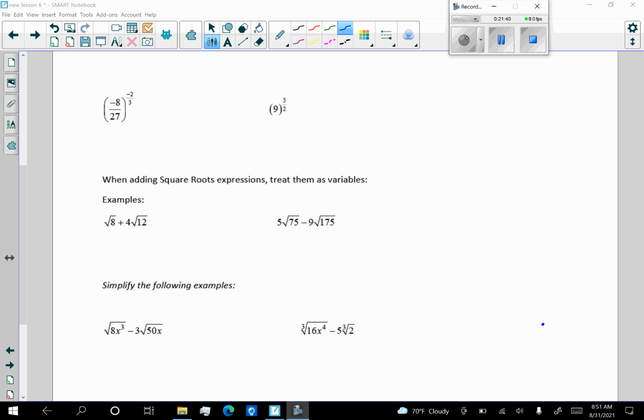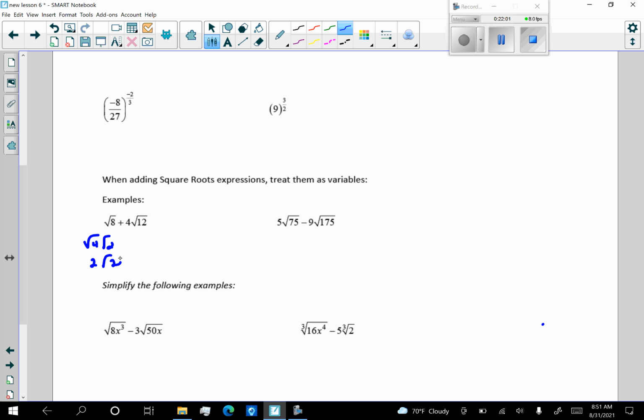Just leave it. Okay, so let's go to this guy right here. When you're adding square root expressions, treat them as variables. I've already done this earlier. The square root of 8 is 2 square root of 2, and we can simplify that if you want. This is going to be the square root of 4 times square root of 2, which is 2 square root of 2.